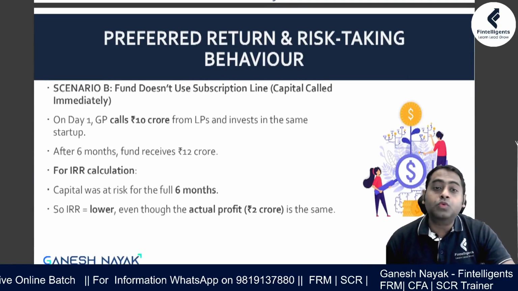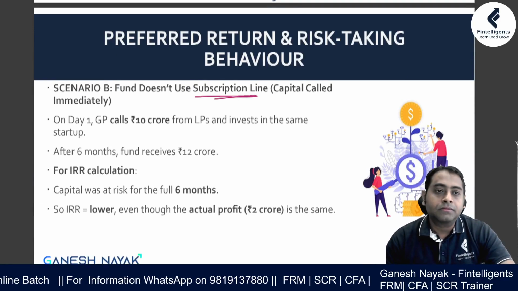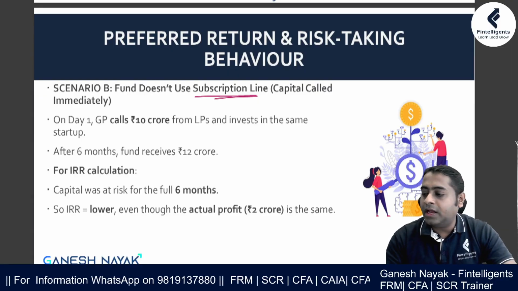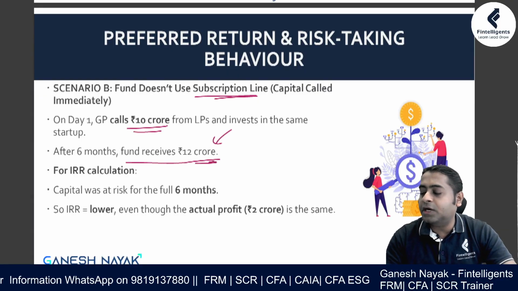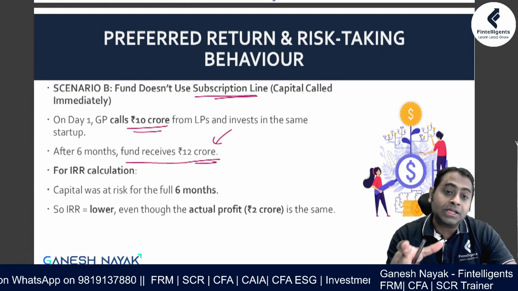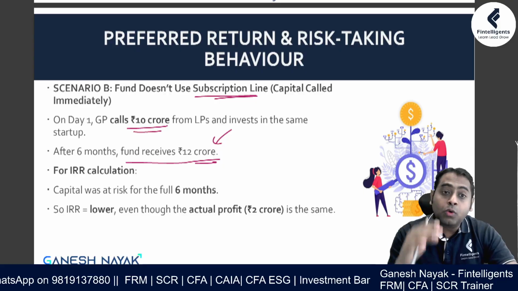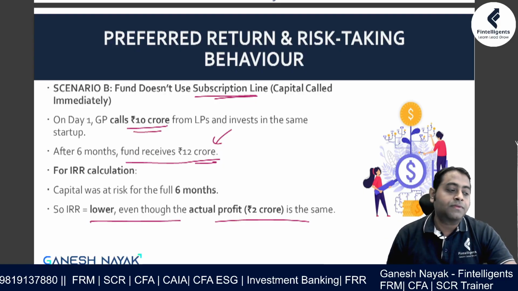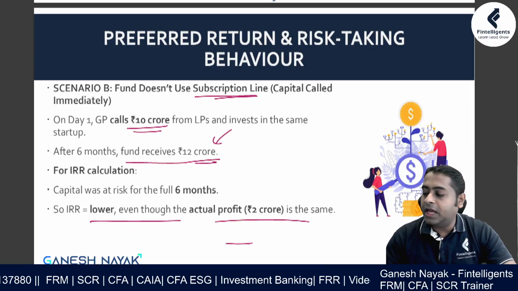If they do not use subscription line, from day one they will call money from the LP, and after 6 months they will sell the investment at 12 crore. They will make 2 crores profit, but this 2 crore is over 6 months. So IRR will be lower as compared to the first scenario. IRR is going to be lower as compared to the first scenario, right? Again, taking a short pause.